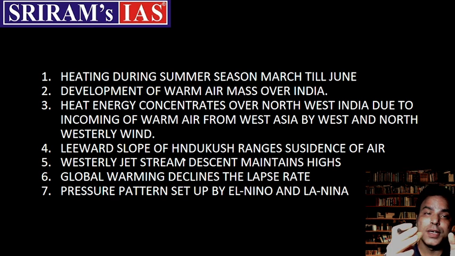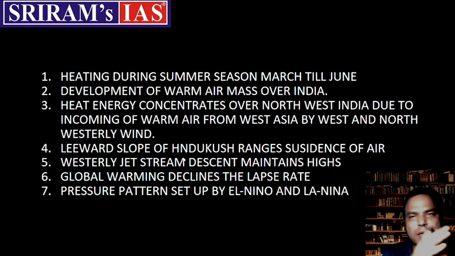Now I'm summarizing the heat wave formation over India. Heat wave formation is a byproduct of all these things. First is summer heating between March and June, pre-monsoonal heating causing low pressure and convection, but the convected air is unable to rise, and a warm air mass gets developed over India. This warm air mass gets stronger because of incoming winds from two areas. One is from the Arabian or West Asian hot deserts, because of westerly and northwesterly winds that pile it up here.